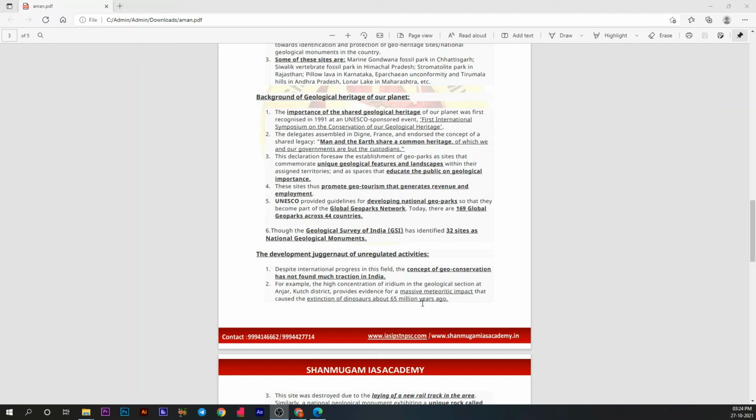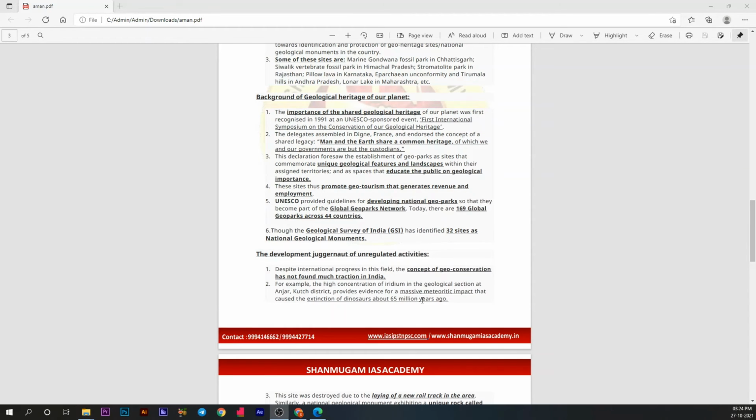The high concentration of iridium in the geological section at the Kutch region shows a massive meteoritic impact that caused the extinction of dinosaurs about 65 million years ago. We always study the Jurassic, when dinosaurs were there millions of years ago. The Kutch district, which is in Gujarat, has evidence because fossils of dinosaurs have been found there.